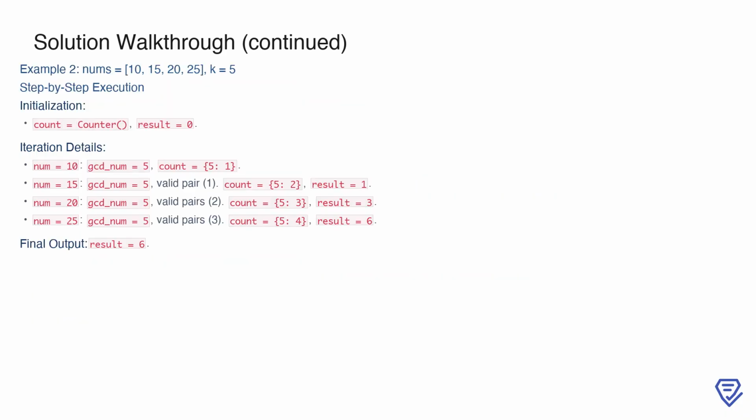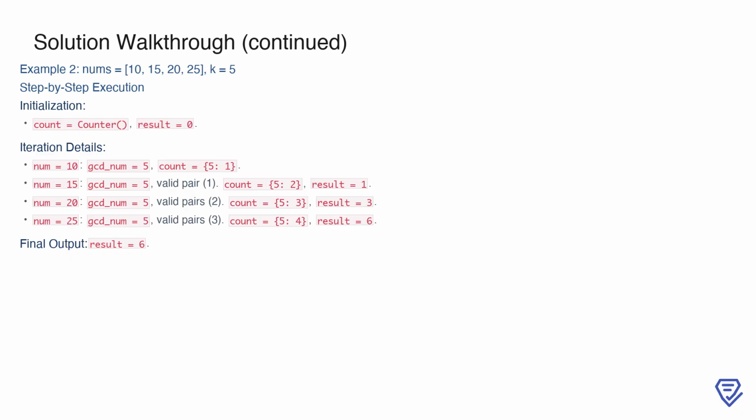Now consider another example where nums equals [10, 15, 20, 25], and k equals 5. As before, we initialize the hash table count and set result to 0. For the first number equals 10, the GCD with 5 is 5. Since the table is empty, no pairs are added, and we update count equals {5: 1}.